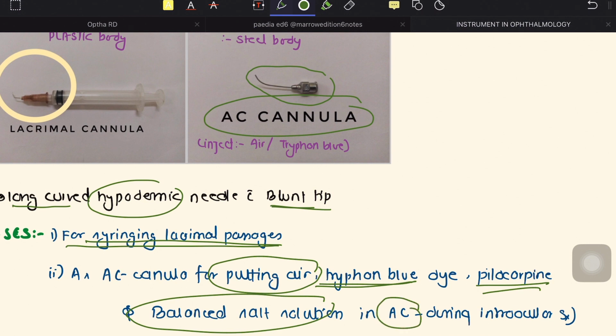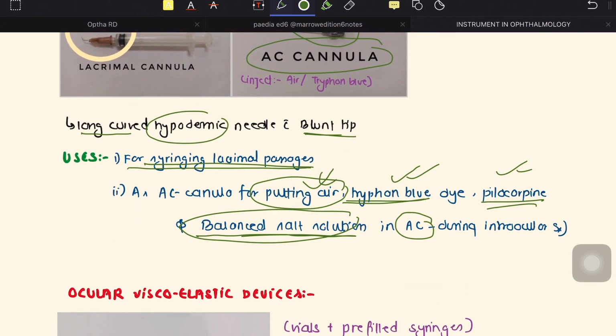During intraocular surgery, we might need to increase the anterior chamber depth, for which we can use the AC cannula to put air in the anterior chamber. It can also be used to stain the anterior capsule using trypan blue dye, for procedures like anterior capsulotomy during extracapsular cataract extraction. It can also be used to put drugs within the anterior chamber, also known as intracameral drugs. And it is also used to push balanced salt solution during hydrodissection, which is a part of cataract surgery that we'll be discussing in the cataract video.